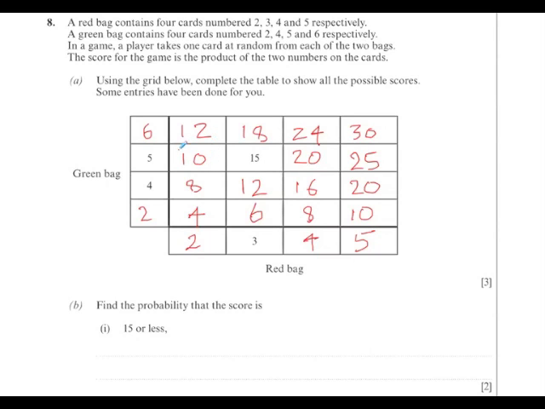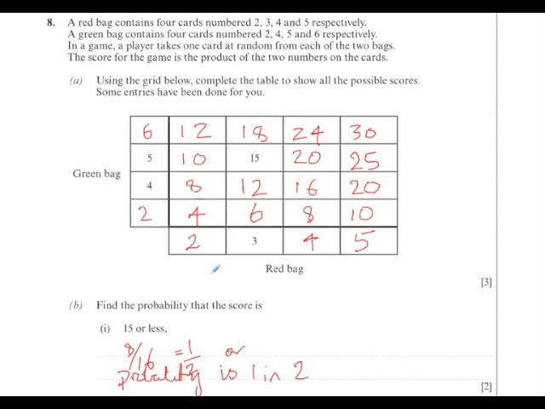So if you look at this, there's 16 squares here, so the probability is 8 out of 16, which is equal to half, or the probability is 1 in 2.